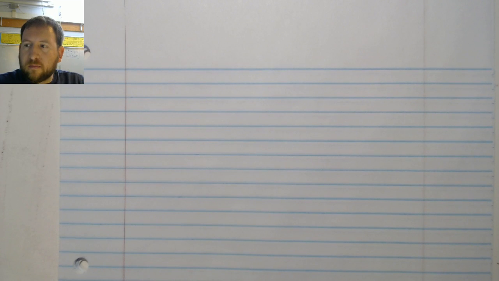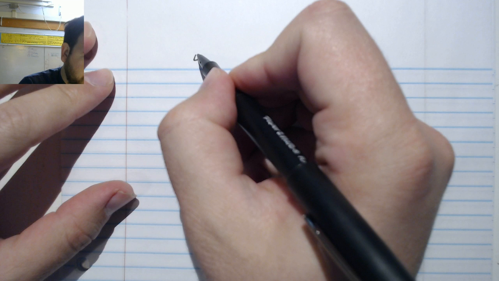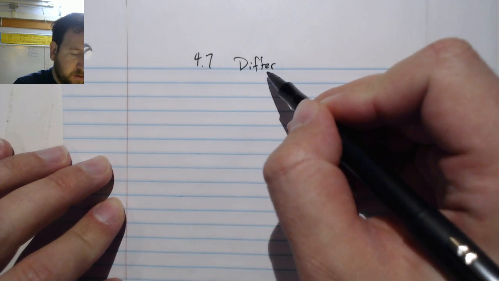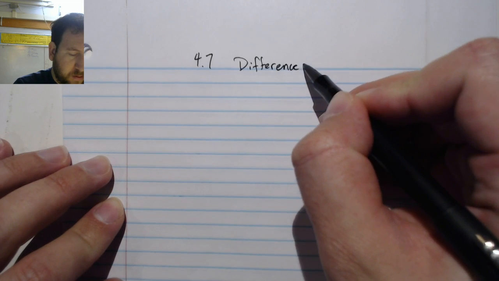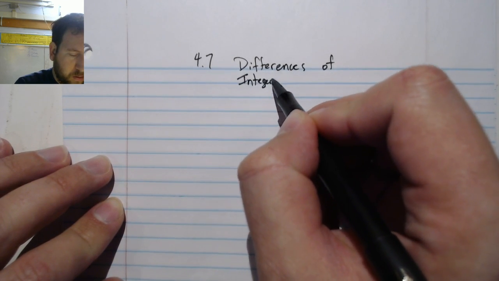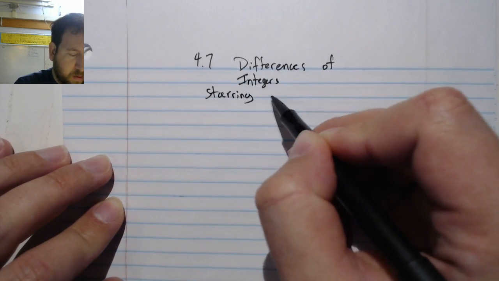All right, good morning. We are going to continue on with our next section. We're going to go on to 4.7, and we're going to be talking about differences of integers, starring the number line.